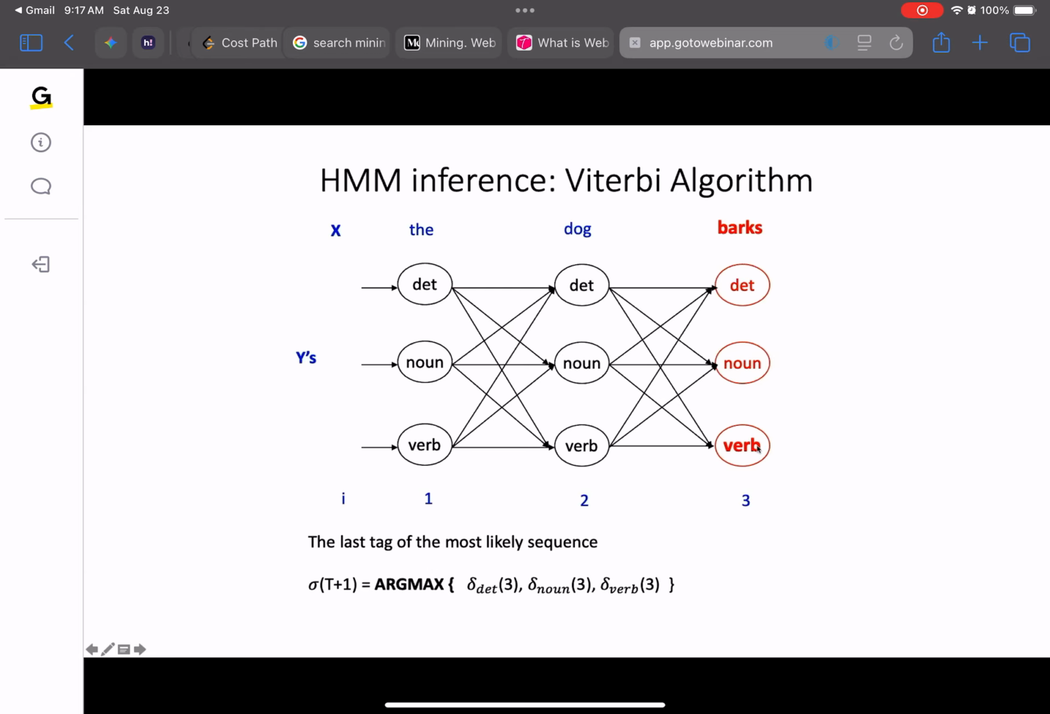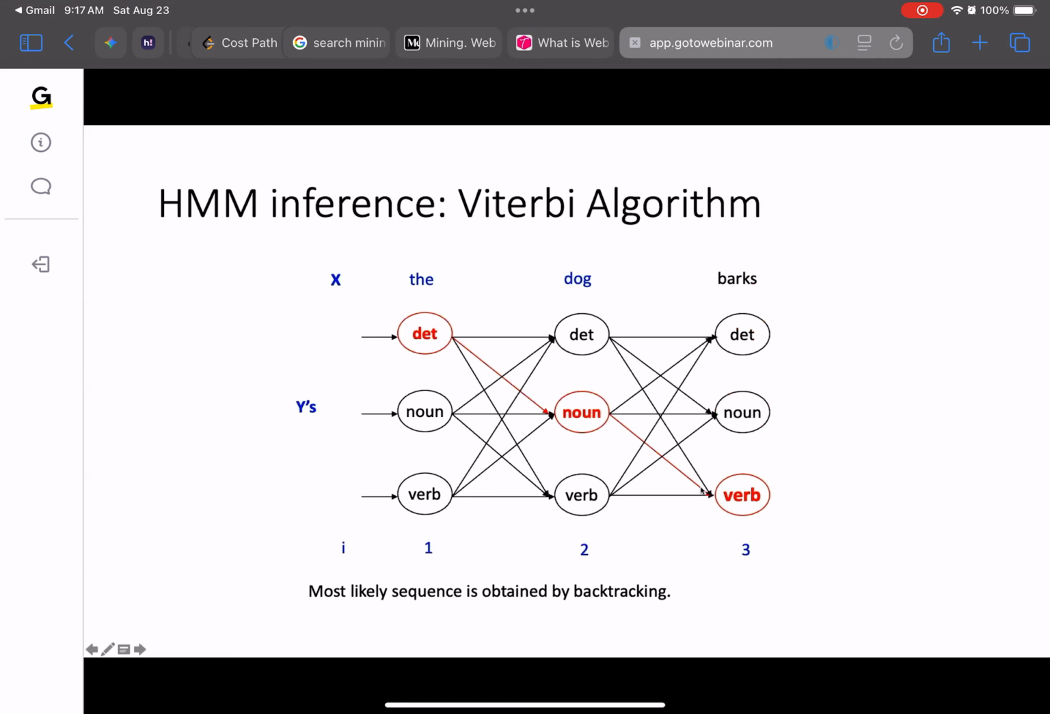after obtaining this, we try to find the previous best path, and going further backward, we can decode the whole possible state sequence. So this is the inference algorithm in Viterbi. This is similar to the dynamic programming you might already be familiar with.